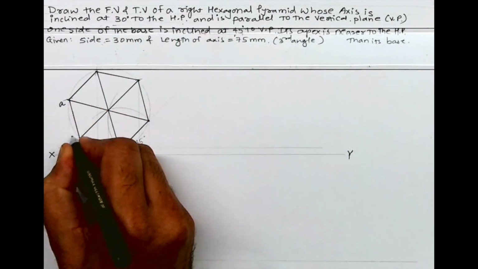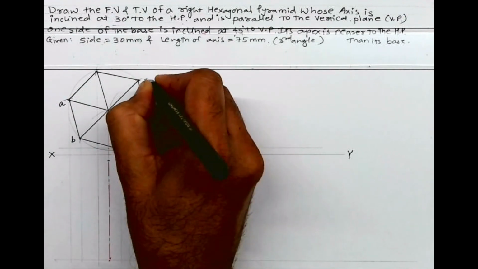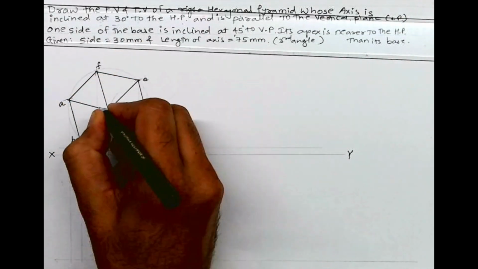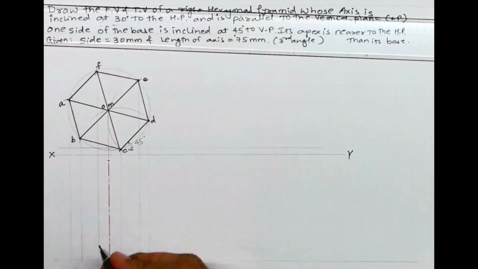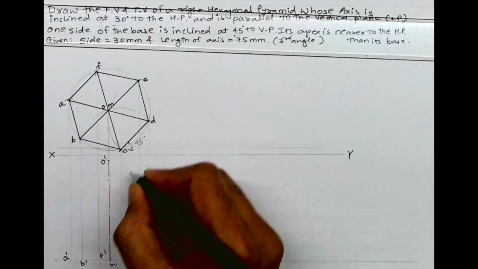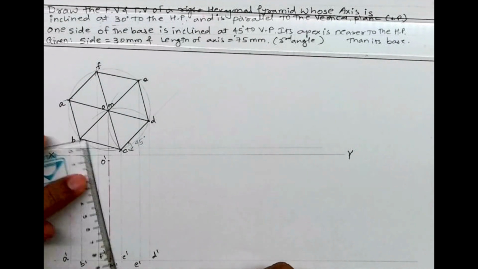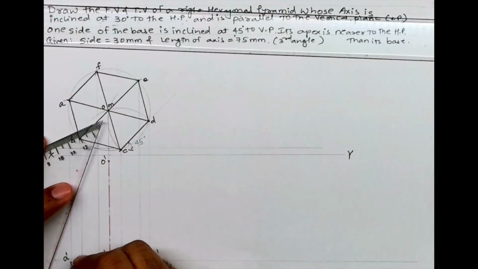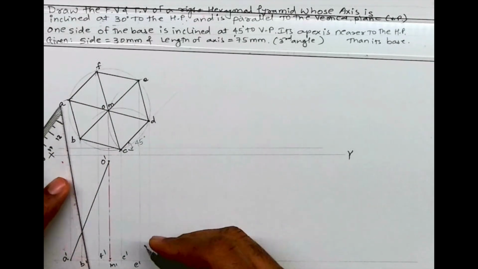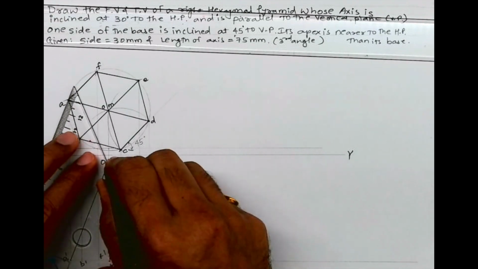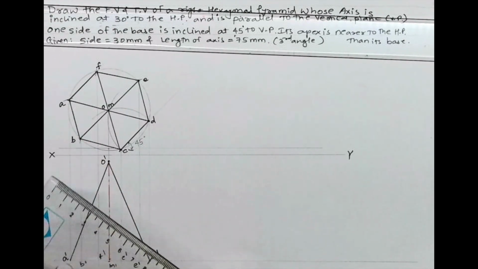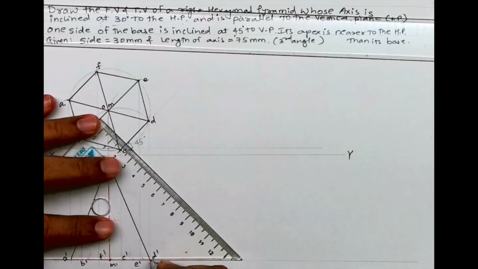I'll name them A, B, C, D, E, F. This is OM, axis OM. So this is A dash, B dash, F dash, M dash, O dash, C dash, E dash, D dash. First thing I will be drawing is boundary line. Boundary line will be dark. So O dash to A dash and O dash to D dash will be dark. After that, this base will be dark.